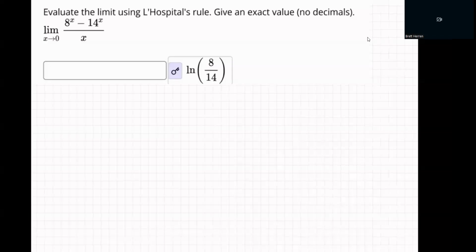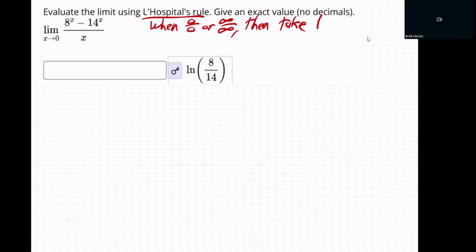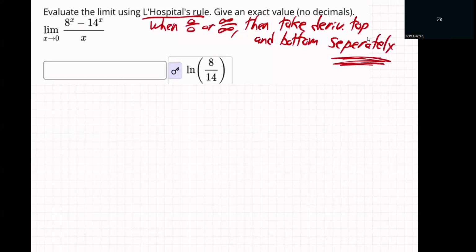Okay, so on this one, it says we're going to use L'Hopital's rule. Let's be clear. What is L'Hopital's rule? It's when you have 0 over 0 or infinity over infinity, then you can take the derivative of the top and the bottom separately. And that's the key word, separately.